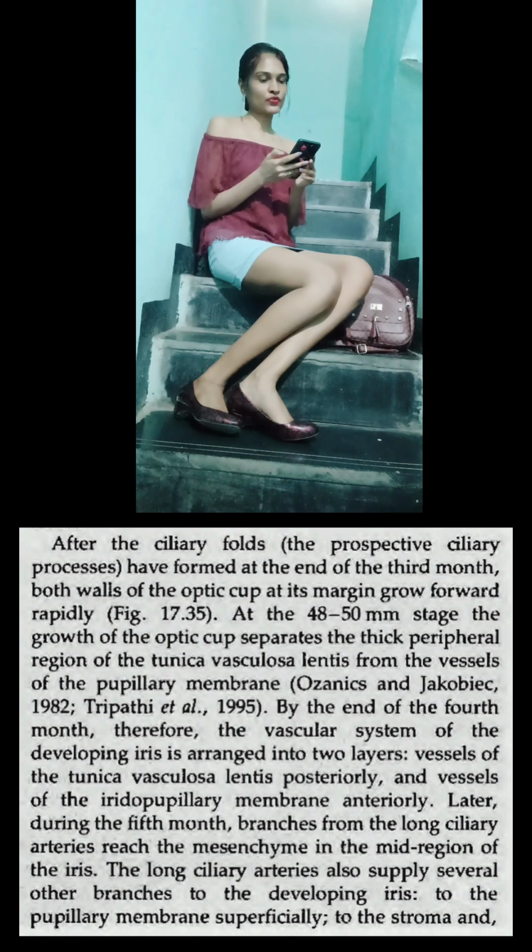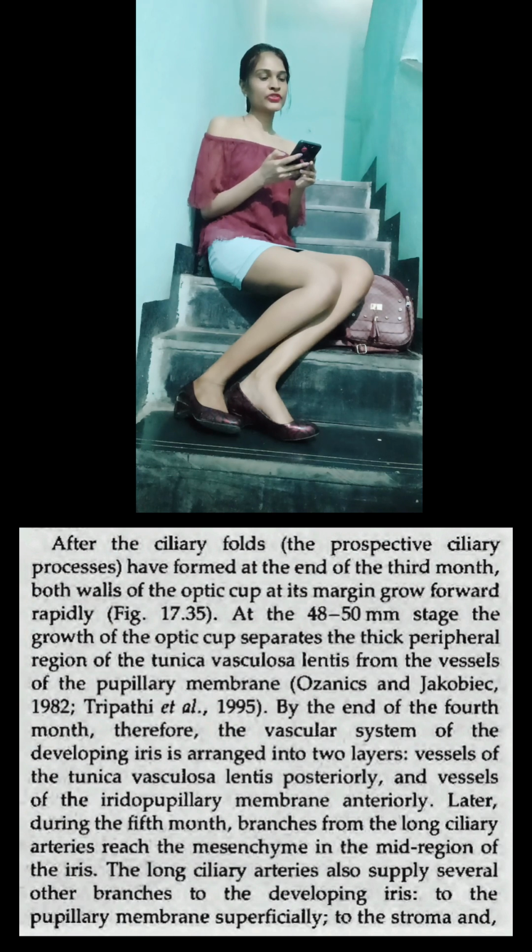By the end of the 4th month, therefore, the vascular system of the developing iris is arranged into 2 layers: vessels of the tunica vasculosa lentis posteriorly and vessels of the iridopupillary membrane anteriorly.